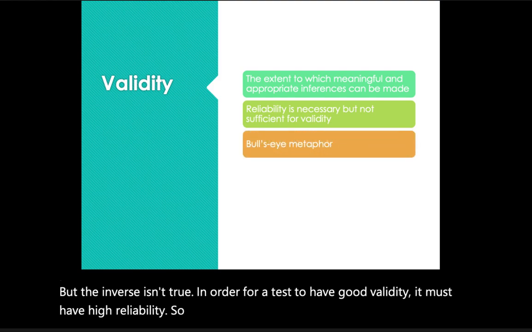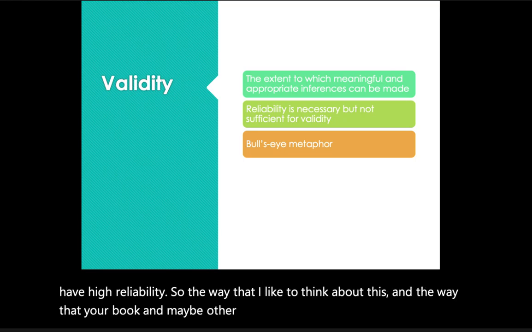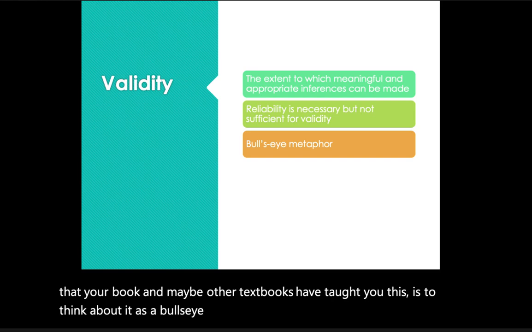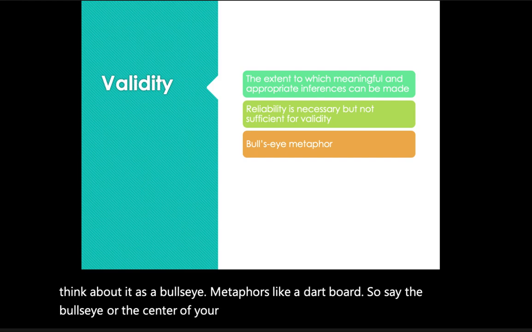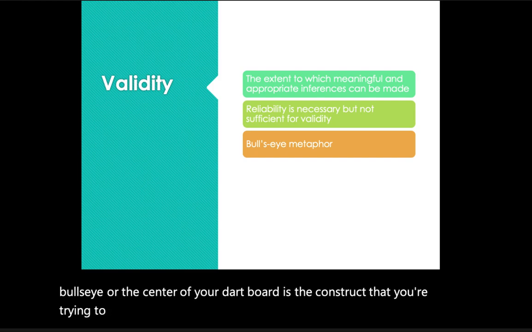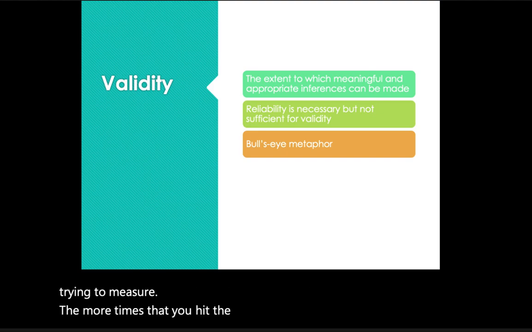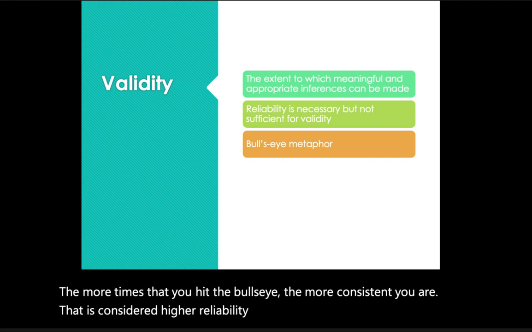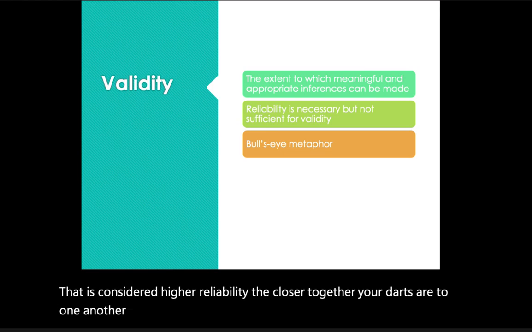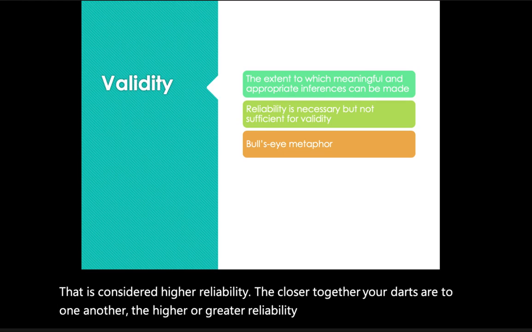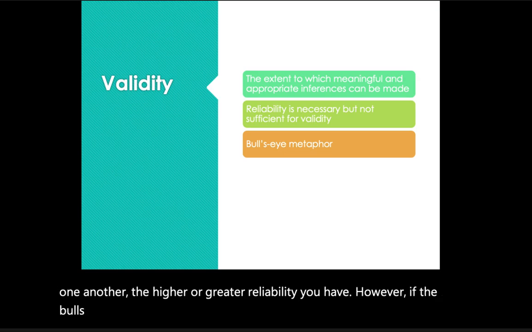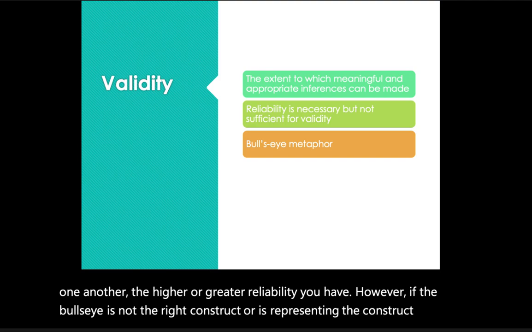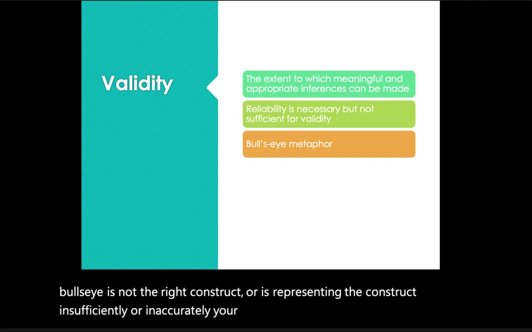So the way that I like to think about this, and the way that your book and maybe other textbooks have taught you, is to think about it as a bullseye metaphor, like a dartboard. So say the bullseye or the center of your dartboard is the construct that you're trying to measure. The more times that you hit the bullseye, the more consistent you are, that is considered higher reliability. The closer together your darts are to one another, the higher or greater reliability you have. However, if the bullseye is not the right construct or is representing the construct insufficiently or inaccurately, your reliability is meaningless for the test's purpose.